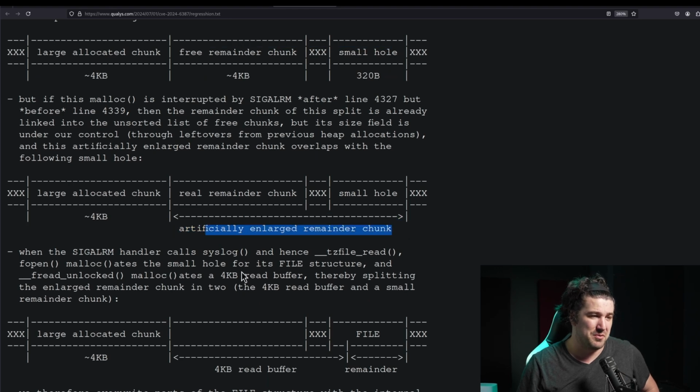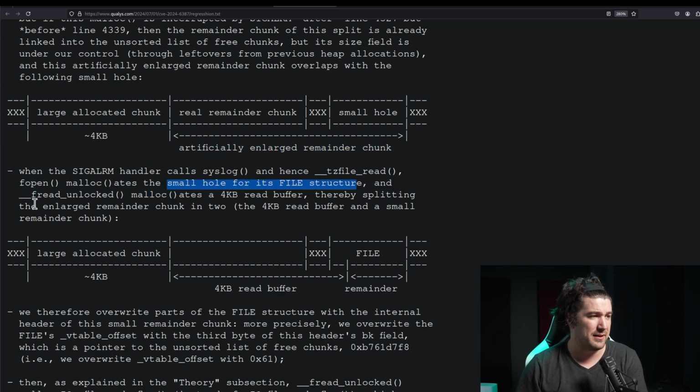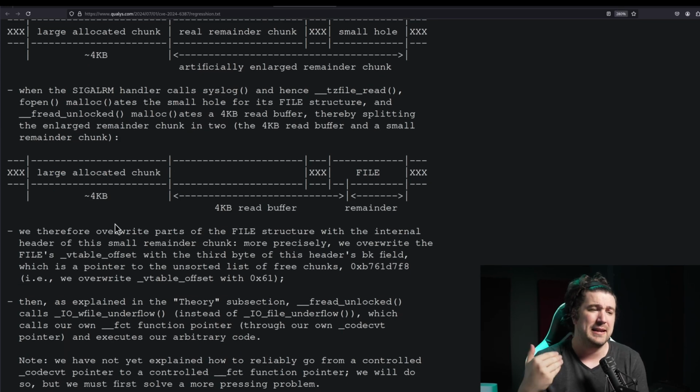When the SIG alarm handler calls syslog and hence tz file read, fopen mallocates the small hole for its file structure, and freed unlocks mallocates a 4 kilobyte read buffer. Okay, so this is the sequence they use to get those 4 kilobyte read buffers, thereby splitting the enlarged remainder chunk in two. And that's when they have to hit the right timing to interrupt it right there.